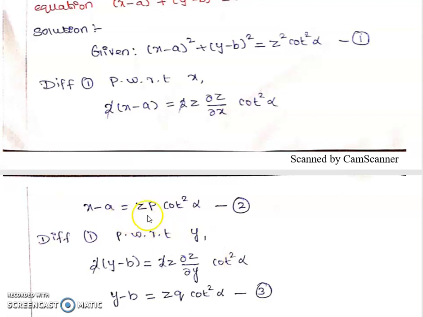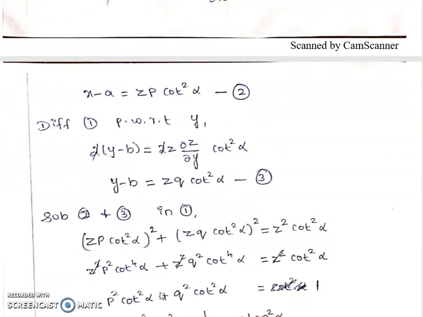Then x minus a is equal to zp cot square alpha. Then again differentiating partially with respect to y, we get y minus b is equal to zq cot square alpha. So after differentiating, substitute the values of x minus a and y minus b in the given equation.